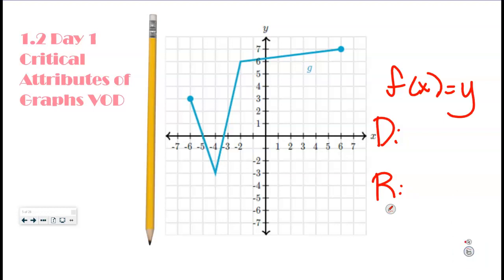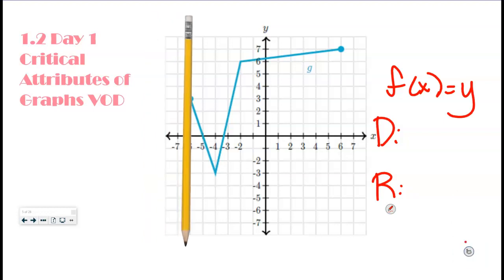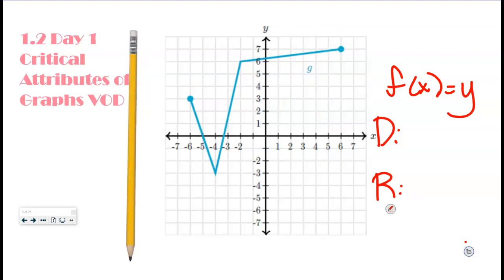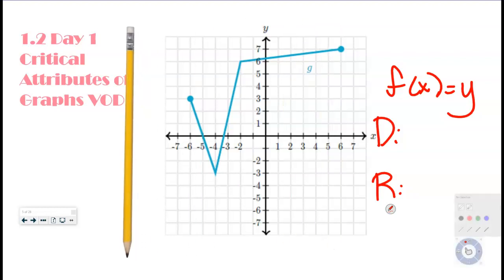For the domain, the graph starts right here at the -6. It goes on and on and on, and then it stops at +6. So my domain is -6 to +6.